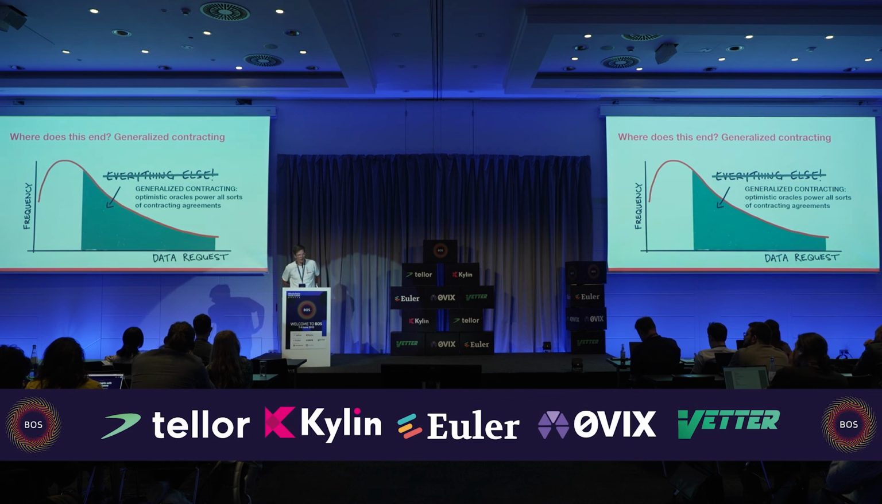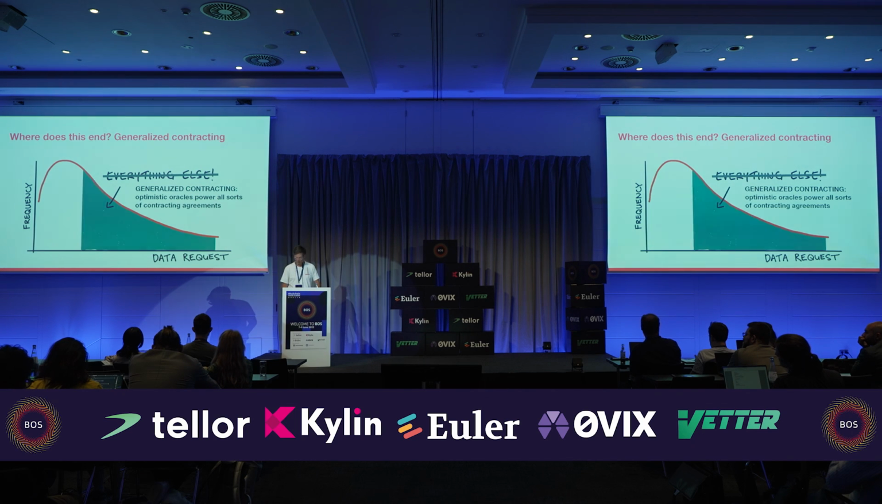So my view is that this optimistic design pattern is paving the way, or setting the framework or the infrastructure, for us to be able to write arbitrary generalized contracts that could power all sorts of contracting agreements, bespoke or otherwise, between entities on blockchains. And I think that's going to be a pretty cool and pretty powerful place to be.